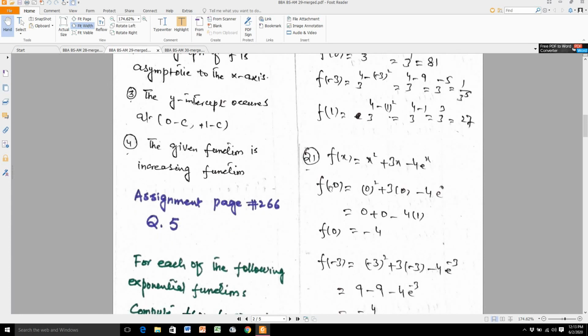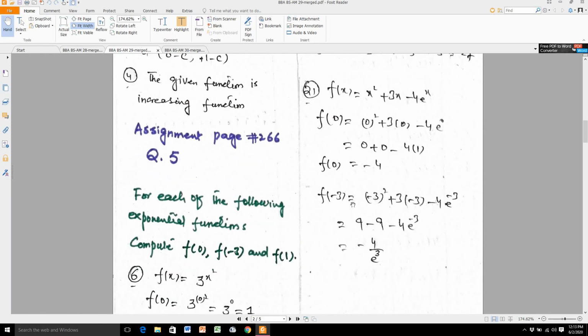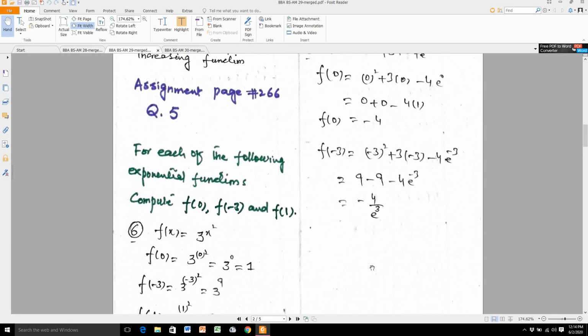Then you see question number 21: f of x is equal to x square plus 3x minus 4 e raised to the power x. First I substitute 0, it becomes 0 raised to the power 2 plus 3 into 0 minus 4 into e raised to the power 0. 0 plus 0 minus 4 is equal to minus 4. Similarly, f of minus 3 is equal to minus 3 square plus 3 into minus 3 minus 4 into e raised to the power minus 3. When I simplify this, I get minus 4 over e raised to the power 3.